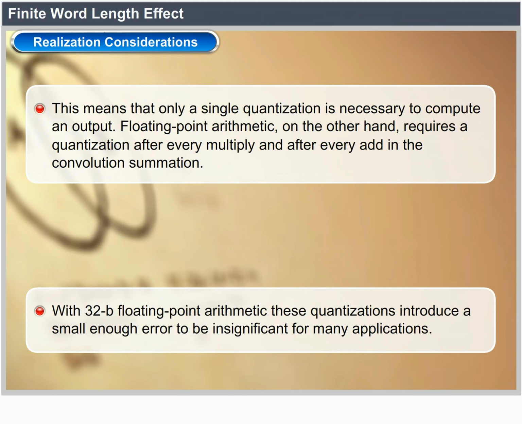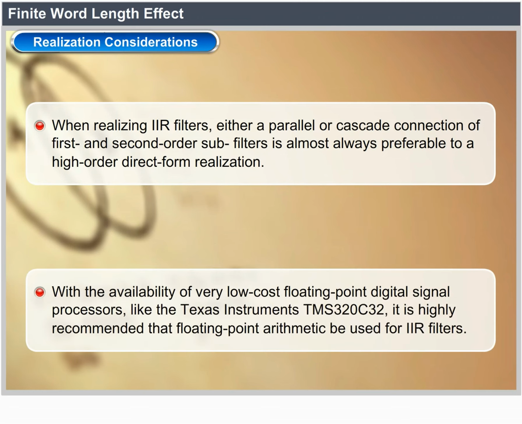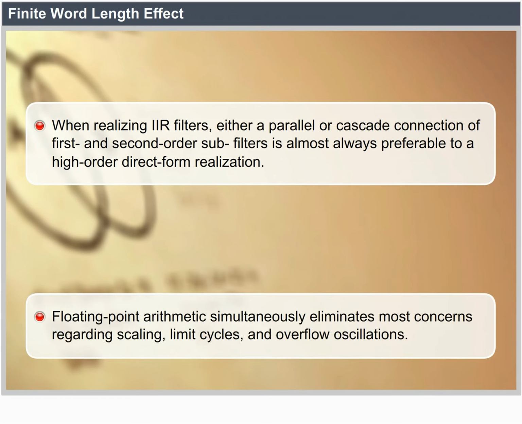When realizing IIR filters, either a parallel or cascade connection of first and second order filters is almost always preferable to a high order direct form realization. With the availability of very low cost floating point digital signal processors like the Texas Instruments TMS320C32, it is highly recommended that floating point arithmetic be used for IIR filters. Floating point arithmetic simultaneously eliminates most concerns regarding scaling, limit cycles, and overflow oscillations.